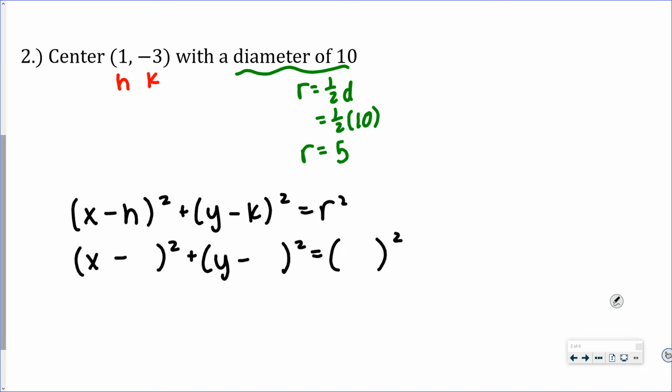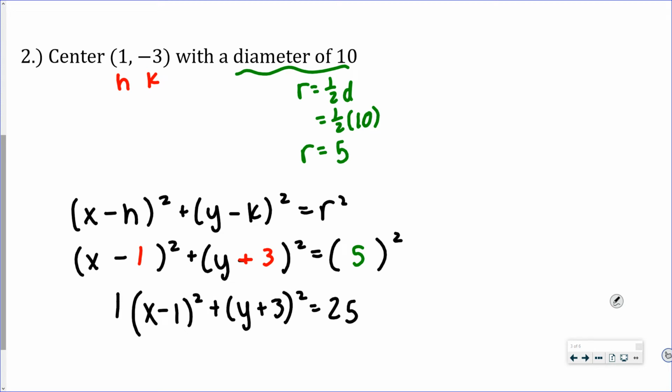Little template of what I got to plug in. H is 1. K is -3. Y minus -3 is plus. Radius is 5. If you want to just go ahead and write that as 25, that's fine. But I will want to see that. I don't want you to leave it as 5 squared, is what I'm trying to say. I do want you to write it as 25. I want you to actually simplify that as much as you can. 25.